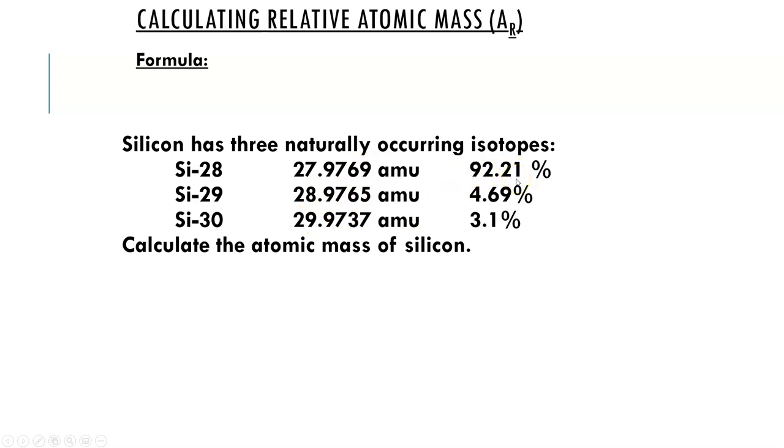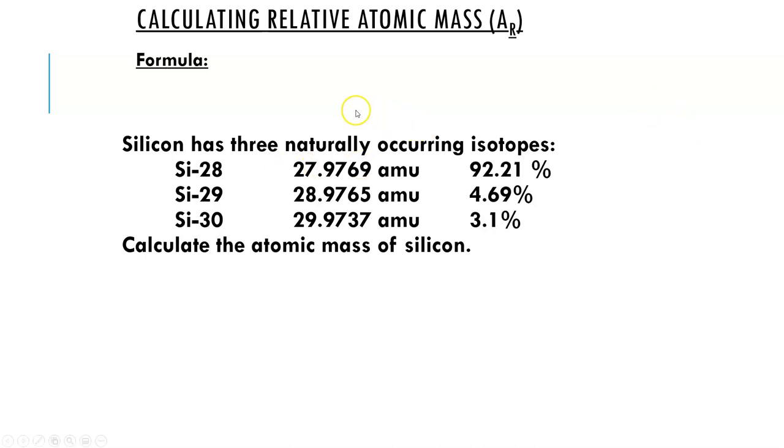This percentage is what we call the natural abundance of each isotope. So what this 92.21% for silicon-28 means is that of all the silicon in the universe, 92% of it is silicon-28. 4.7% of it is silicon-29, and 3.1% of it is silicon-30.